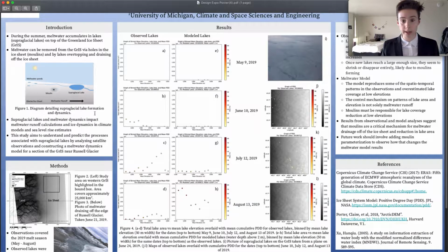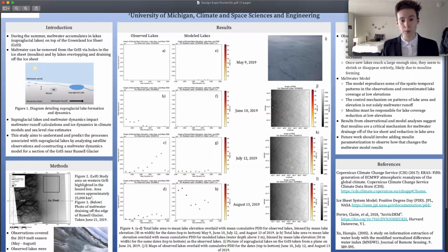Supraglacial lakes are lakes that form on top of ice sheets and glaciers when water melted from the top layer of ice collects in depressions. On the Greenland ice sheet, these supraglacial lakes occur in the summer during the melt season, usually between May and August. Once it forms, meltwater can be removed from the ice sheet via two pathways.